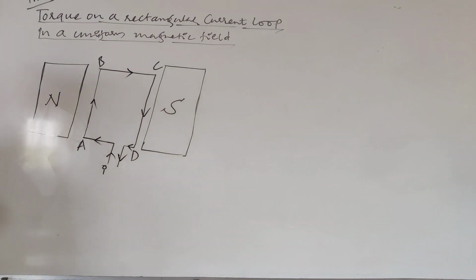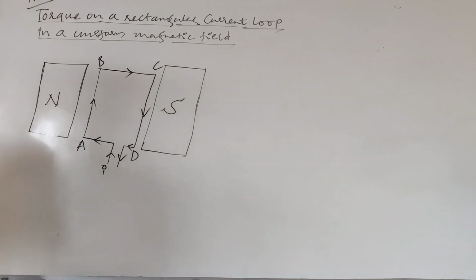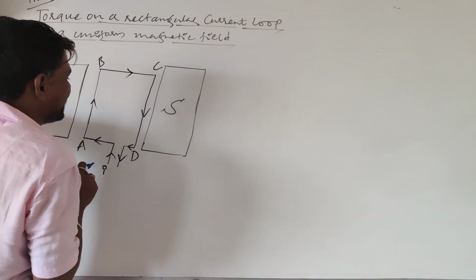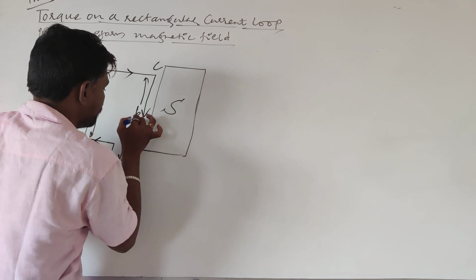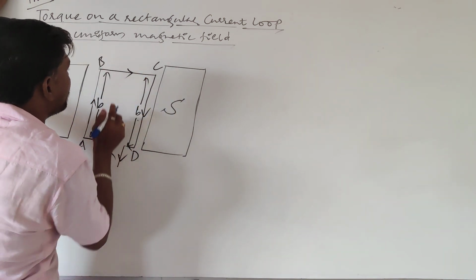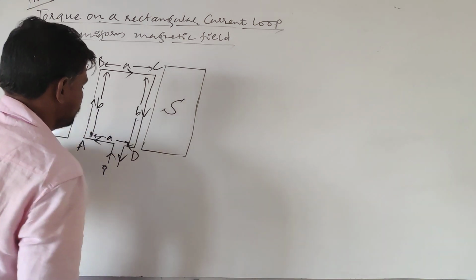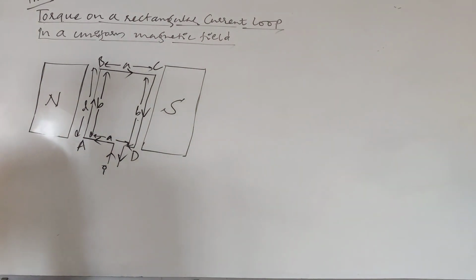After that, see here, ABCD has length B, and BC and AB have length A. Its length is L.